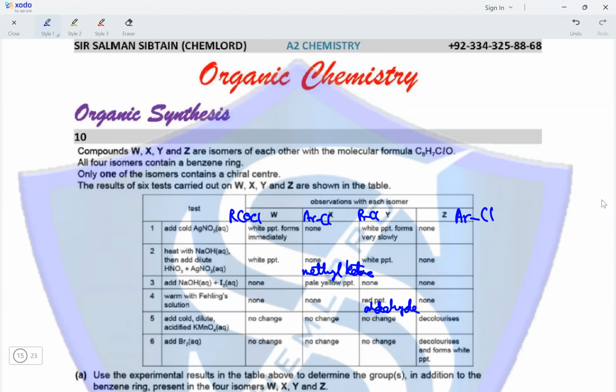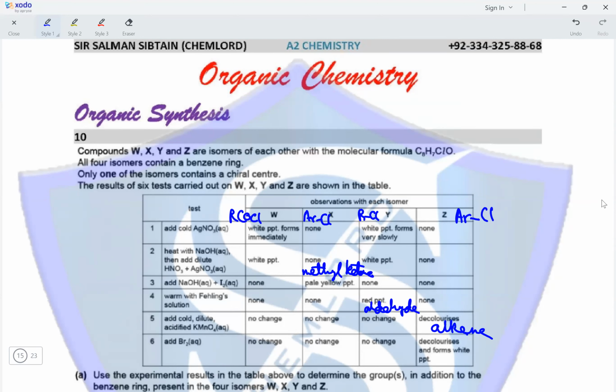With test 5, cold dilute acidified KMnO4, the KMnO4 decolorizes with Z. So oxidation occurs, and it's cold dilute, so alkene. This shows that compound Z contains an alkene functional group.